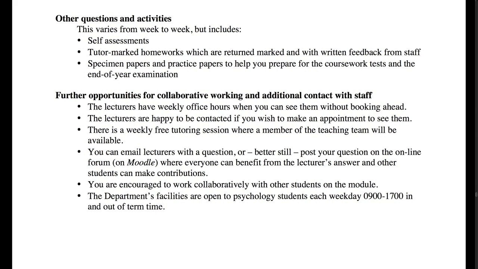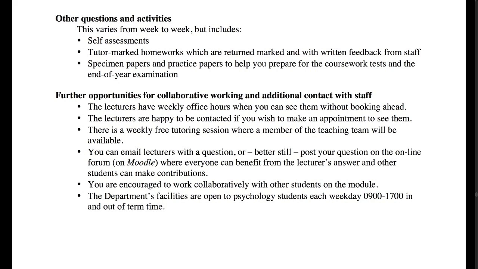And we really want you to have as many opportunities as possible for working with others, so for working collaboratively, both with your classmates and with staff. So the lecturers have weekly office hours. So these are not the only times you can book to see them, but at this time you can just turn up without a pre-arranged appointment. They'll be there and you can just drop in with your question that you've got. We're happy for you to see us at other times in the week, but it's best to email in advance to make an appointment.